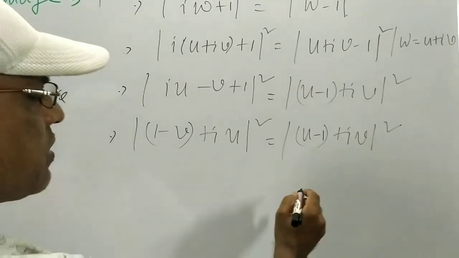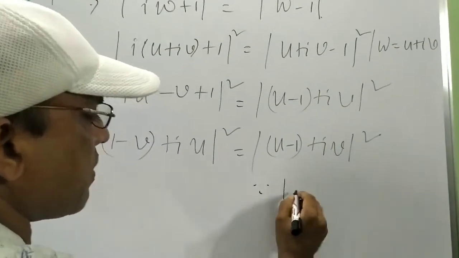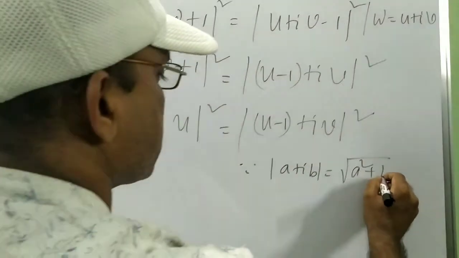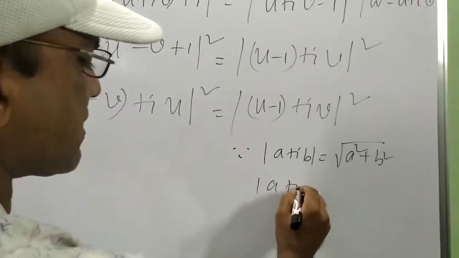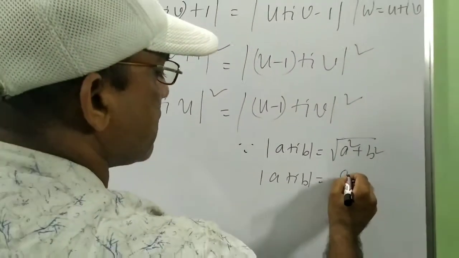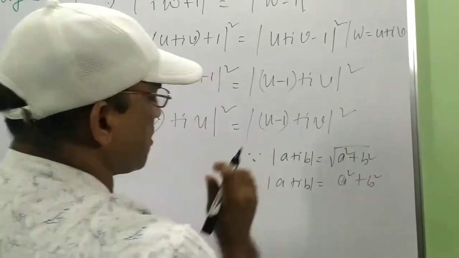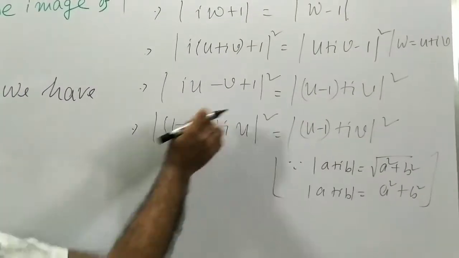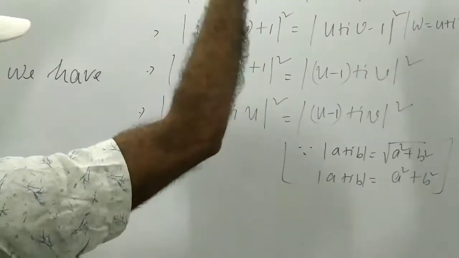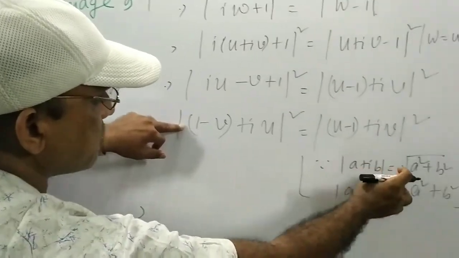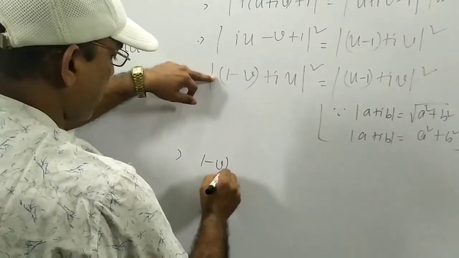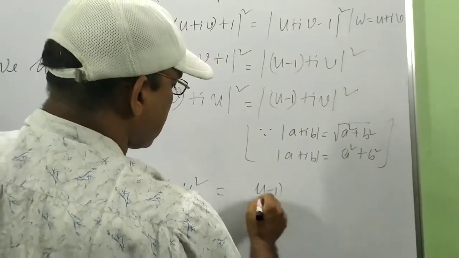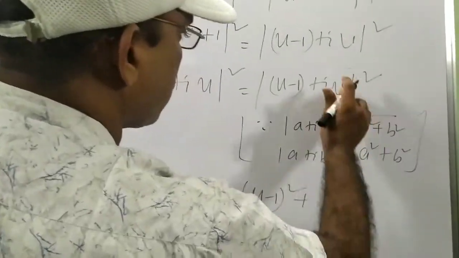We know that in complex numbers, the modulus of a plus ib, if we remove the modulus, is the square root of a squared plus b squared. If we square both sides, the square root is cancelled and we get only a squared plus b squared. So this is (1 minus v) whole squared plus u squared equal to (u minus 1) whole squared plus v squared.